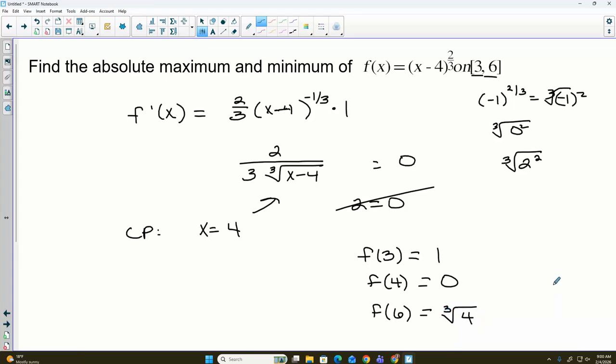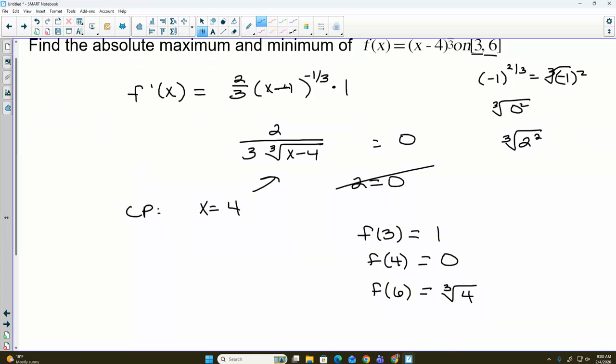Okay. Can you tell me what the smallest number is, the smallest y value? 0. So this is my min. Can you tell me what the biggest number is? Cube root of 4, so that's my max. Remember, if they come out to equal the same y value, you could have 2 absolute mins if they were equal to the same thing, or 2 absolute maxes.